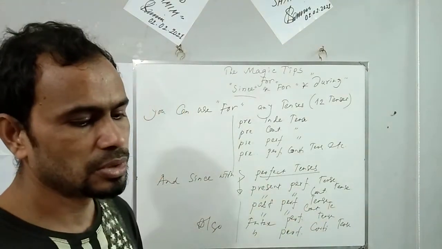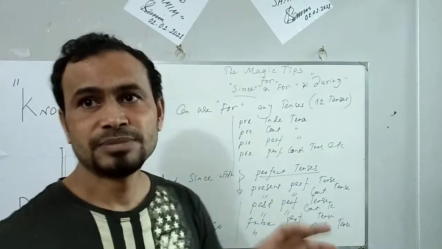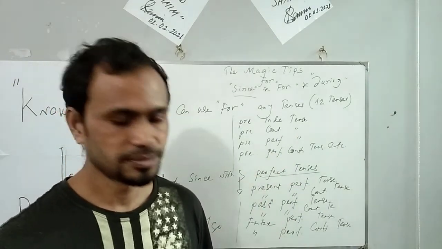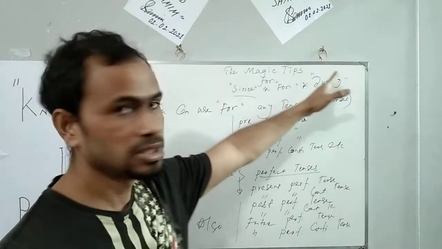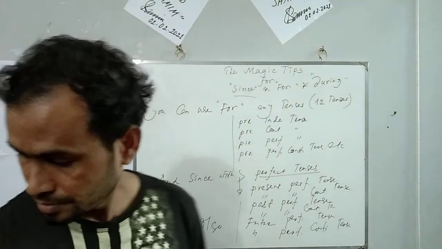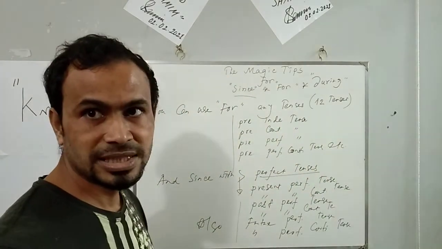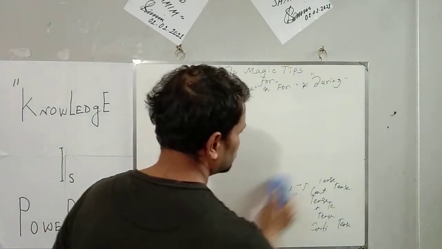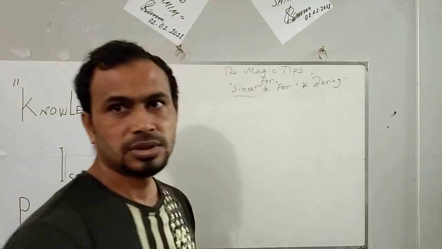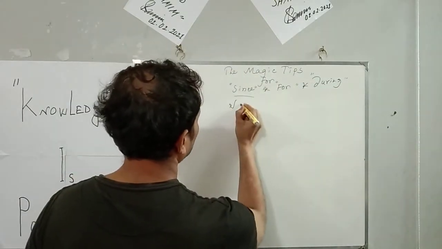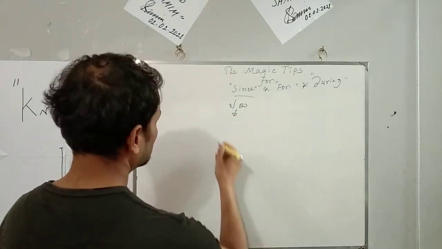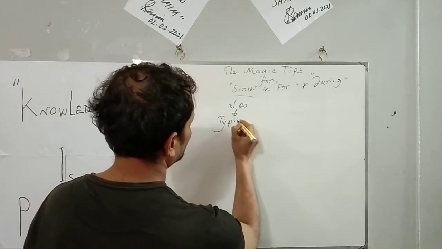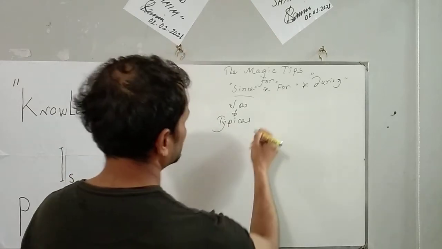Now I would like to define typical mistakes. Okay, it's about since, for, and during. So let's talk about since, for, and during. Now, typical mistakes.